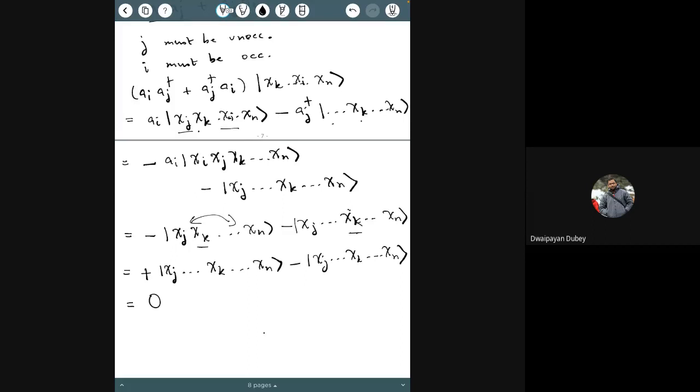So if I want to take chi k to the original position of chi I, it will involve one more change, which gives me another negative sign. And this gives me a 0. So what did I get? I saw that when I is equal to j, the action of AI dagger plus AI dagger AI is 1. And when I is not equal to j, then the action is 0 in all cases.